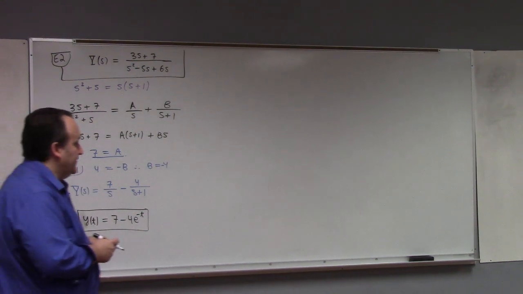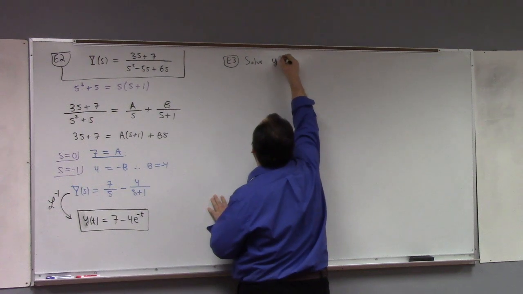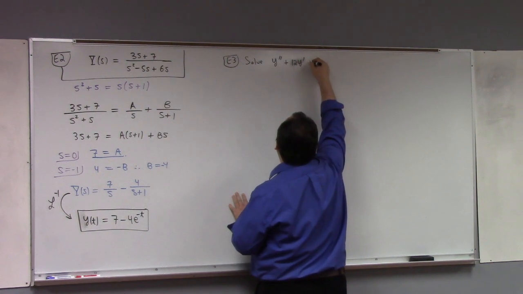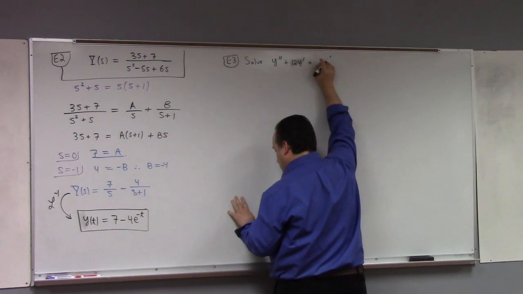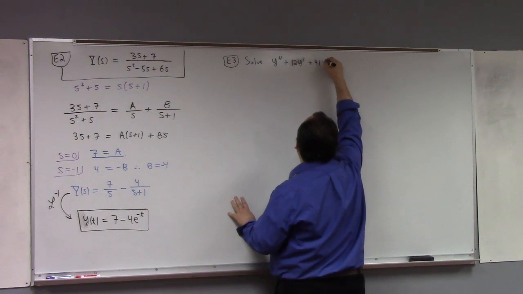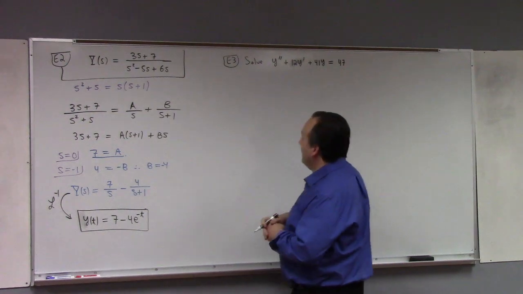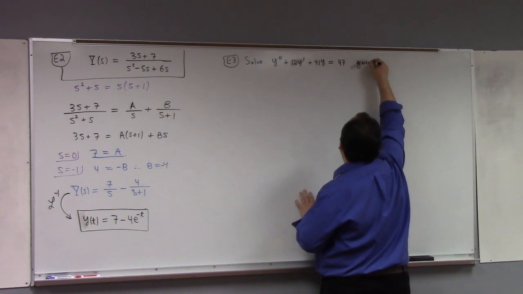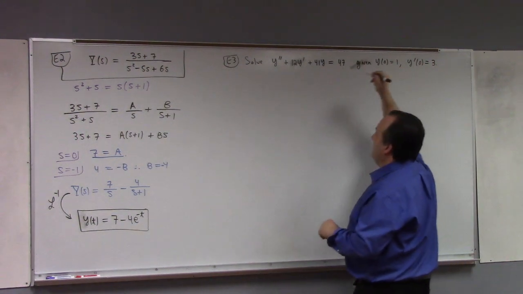Okay? It's time for us to solve an equation. Let's try that on for size. Example 3, let's solve y prime prime plus 12 y prime plus 41 y equals, let's put a 47 over here. Why not? And given y of 0 is equal to 1 and y prime of 0 is equal to 3. All right?